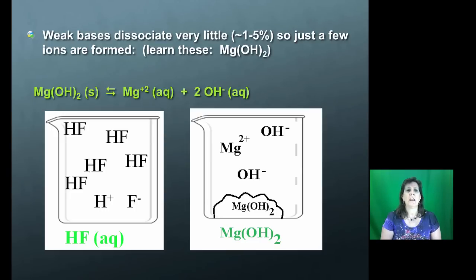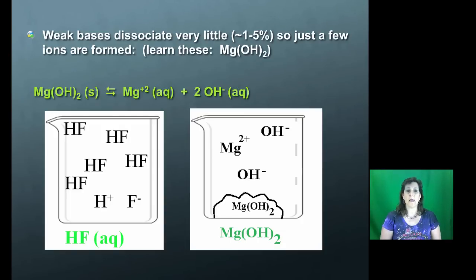So we have the equation Mg(OH)2 solid with the double arrow again. Double arrow meaning it doesn't go all the way to the products. Most of it stays over on the reactant side. And we get Mg2+ aqueous plus 2 OH minus aqueous. Notice there's 2 hydroxides in magnesium hydroxide, so don't forget the 2 in front of the OH minus.